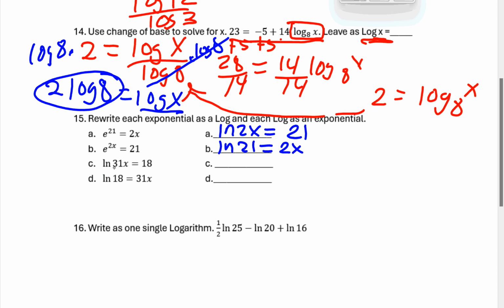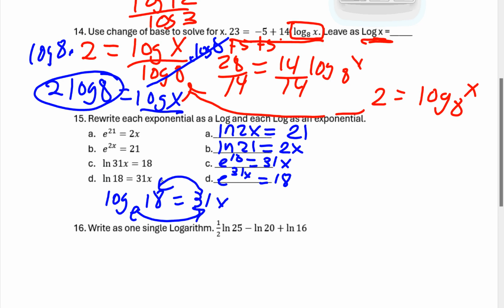Switch this one to exponential form. So base e, so e raised to 18 equals 31x. This would be e raised to 31x equals 18, right? Because ln is just log base e of 18 equals 31x. Switch to exponential form. E raised to this equals that, right?